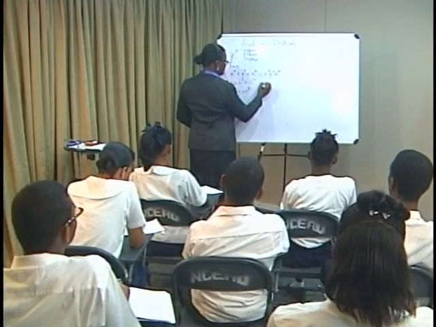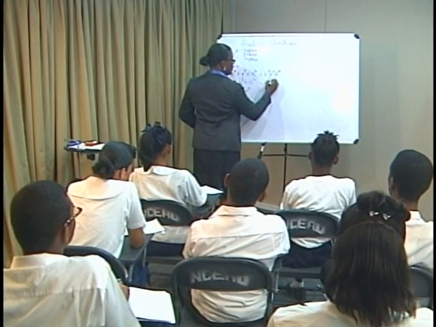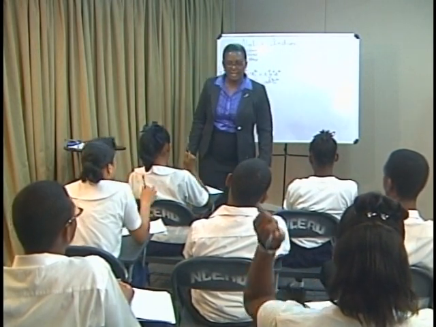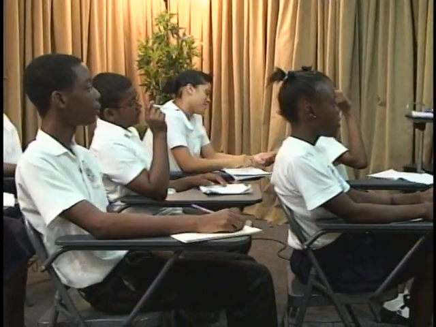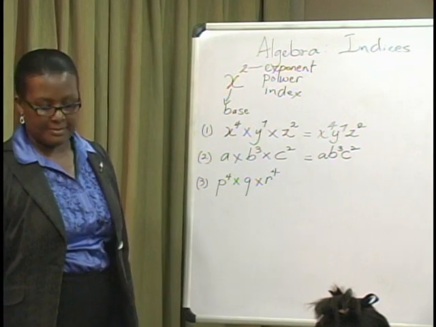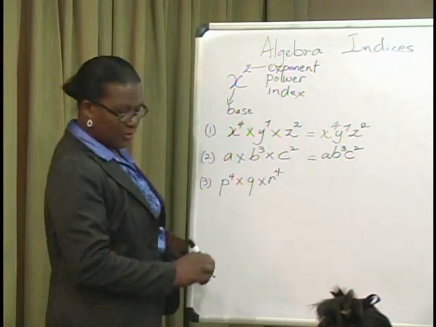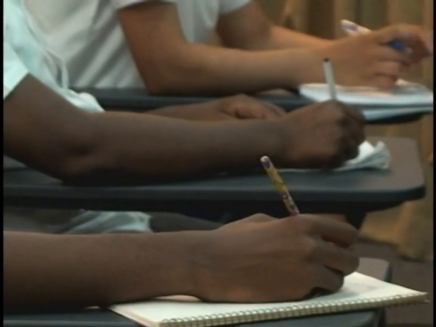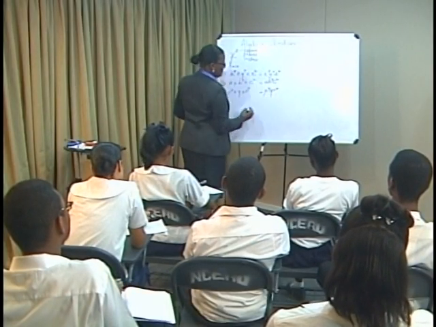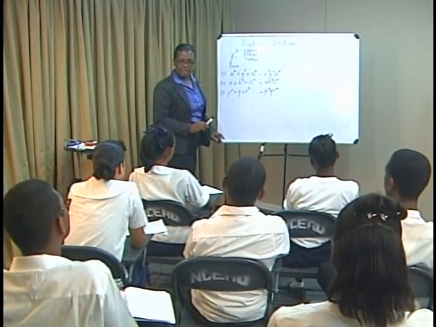What did you get here? A, b cubed, and c squared. All those who have it, just raise your hand for me quickly. Beautiful. Third one. Yes, Ria, what did you get? P to the fourth power, q, and r to the fourth. Now let us examine all three of them together.